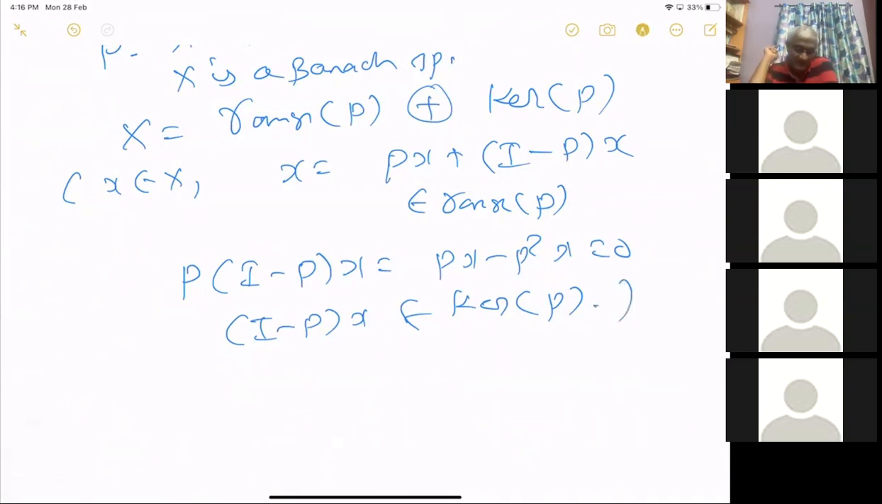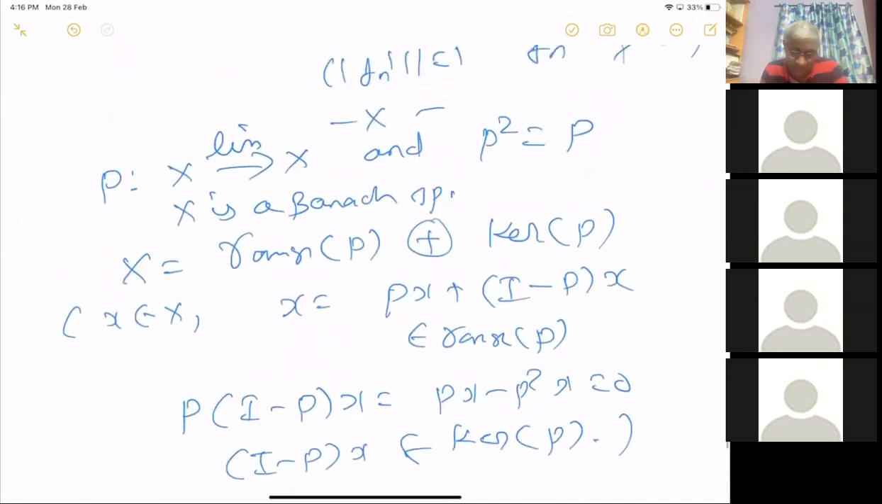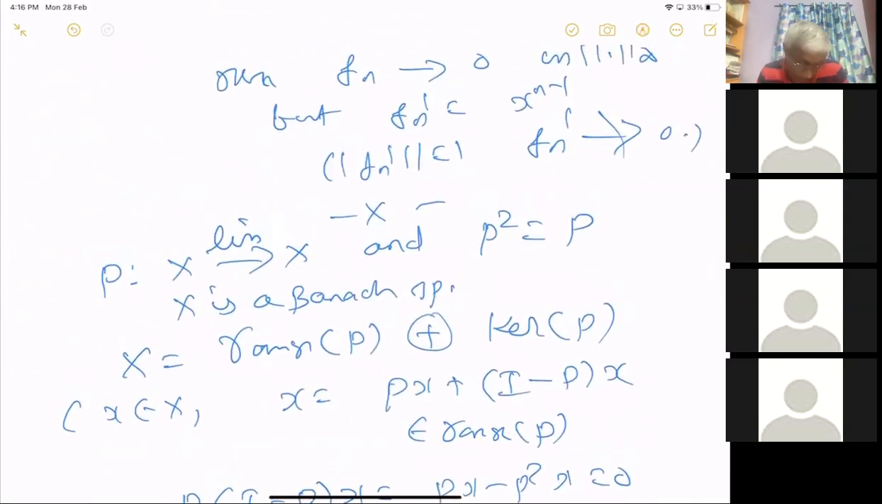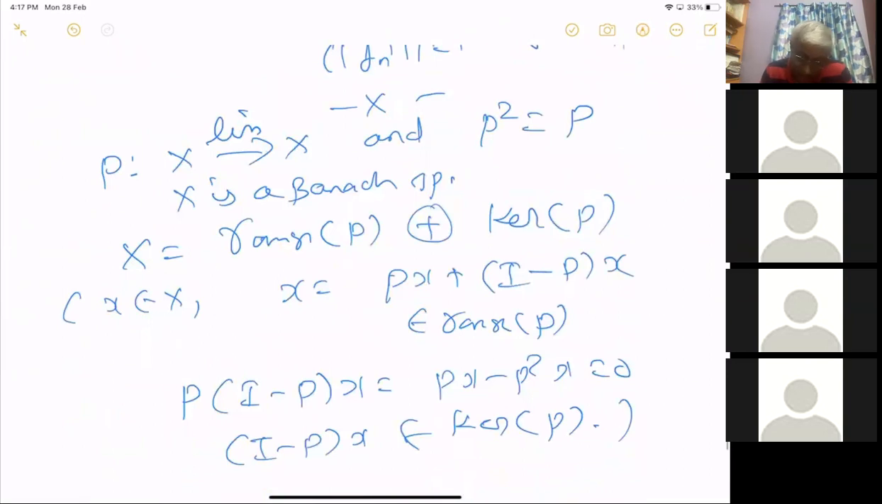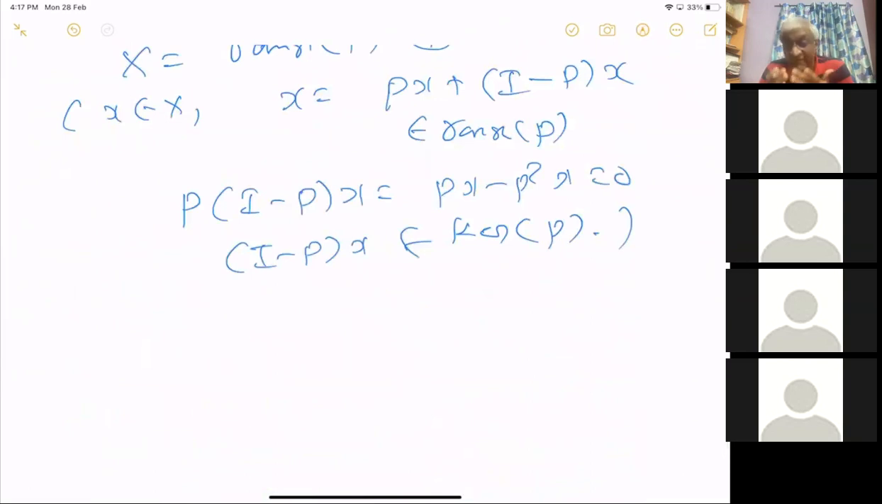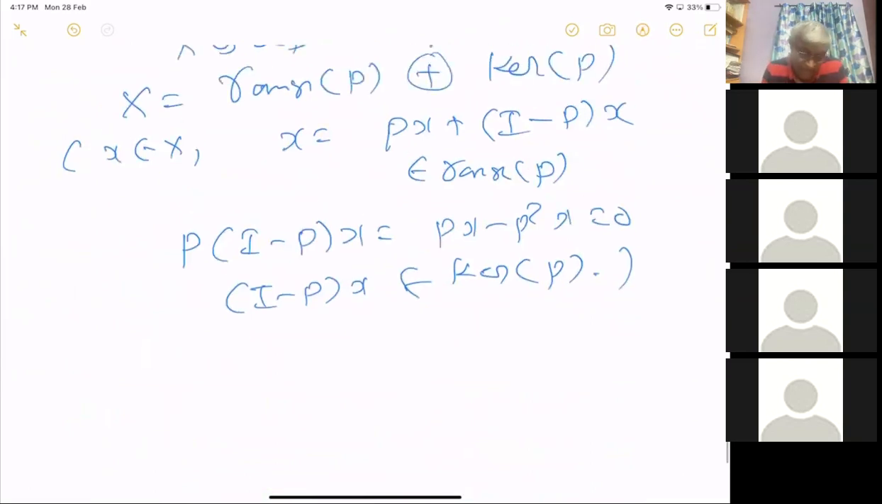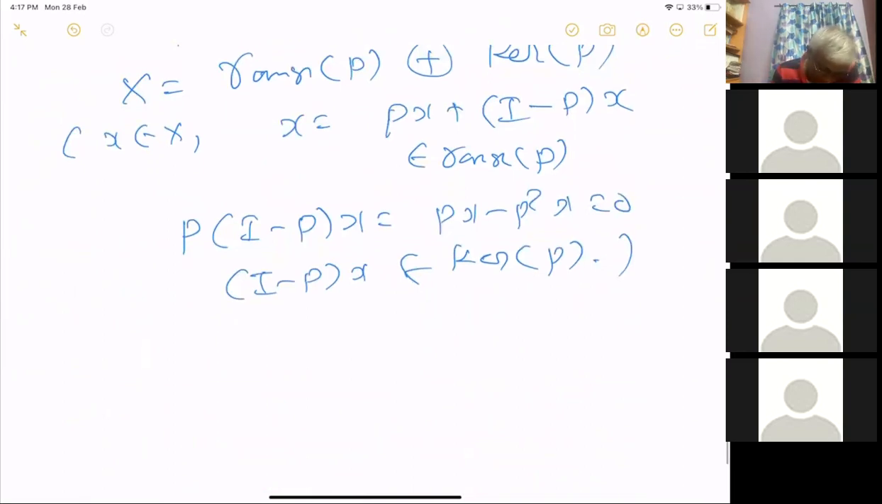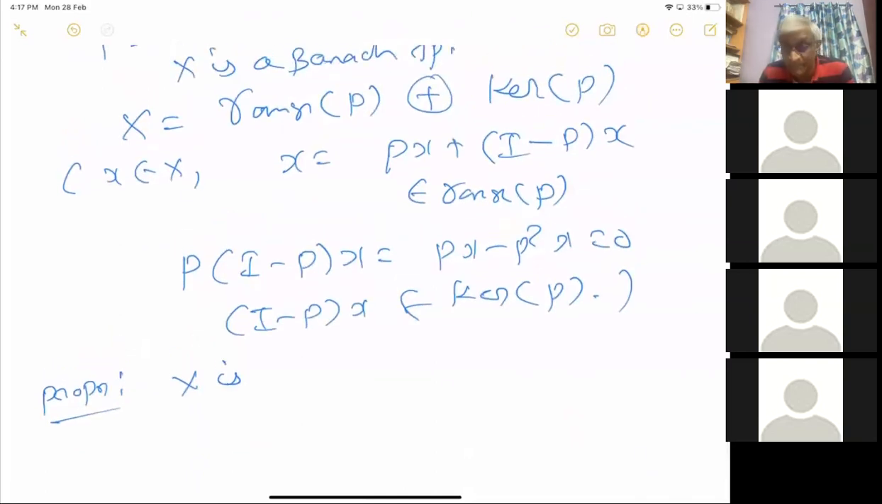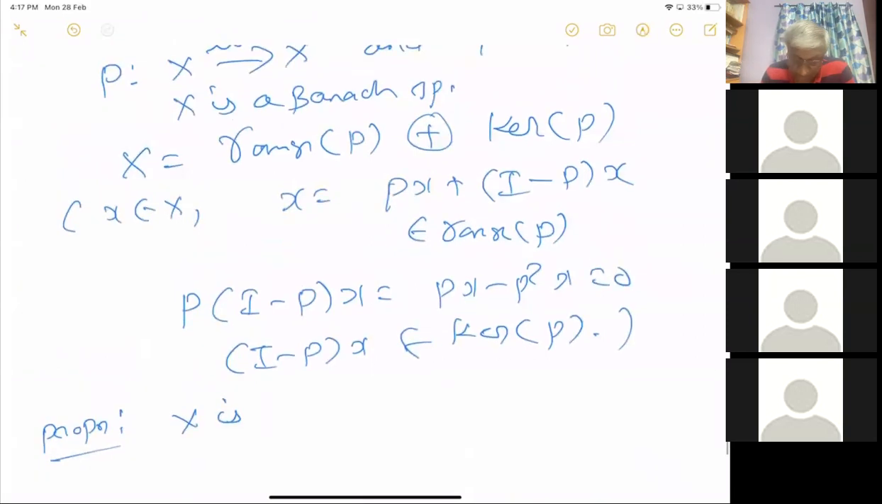So because of this, if you have any idempotent P, that is P squared equal to P, then X is a direct sum of range P and kernel P. It's an algebraic direct sum. But in Banach space theory, when we say direct sum, we would like the subspaces to be closed also. So that is this proposition. What does I represent? I is the identity map. Either I use 1 or I, whenever.